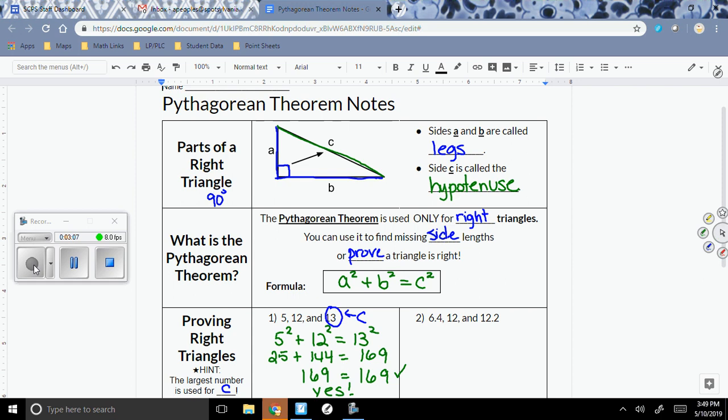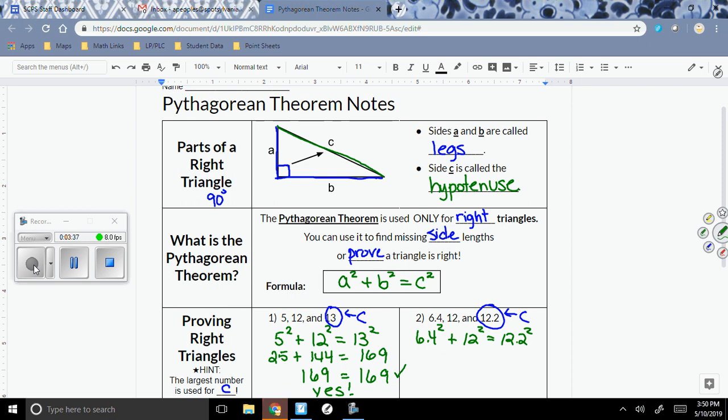So let's go ahead and try number 2 here. I've got kind of weirder numbers. I've got decimals, but I can still use my Pythagorean theorem to check. So remember, the biggest number has to be C. So I'm going to circle that one first. That 12.2 is going to be used in C for our formula. Let's go ahead and set this up. So 6.4 squared plus 12 squared equals 12.2 squared. And we're going to see if it works out like our last one did.